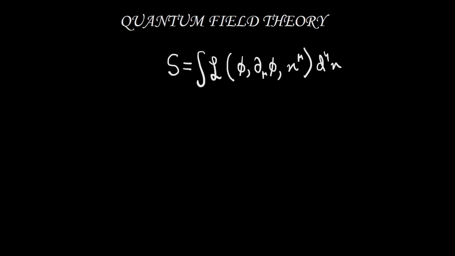So we start by varying S and setting it equal to 0. This is what the principle of least action states, and we're left with the Euler-Lagrange equations.